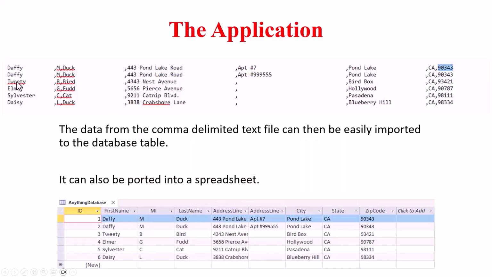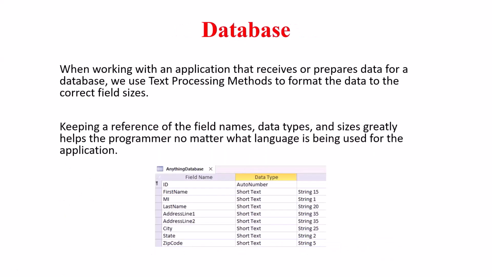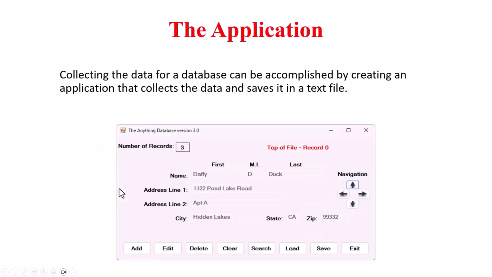And as you can see, we're going to end up like this. Daffy is going to be 20 long, or whatever it's going to be. What are we making it actually? Back up one. Actually, we're making the first name 15, the middle initial 1, and the last name 20, as you can see. So we're going to be keeping that consistency.